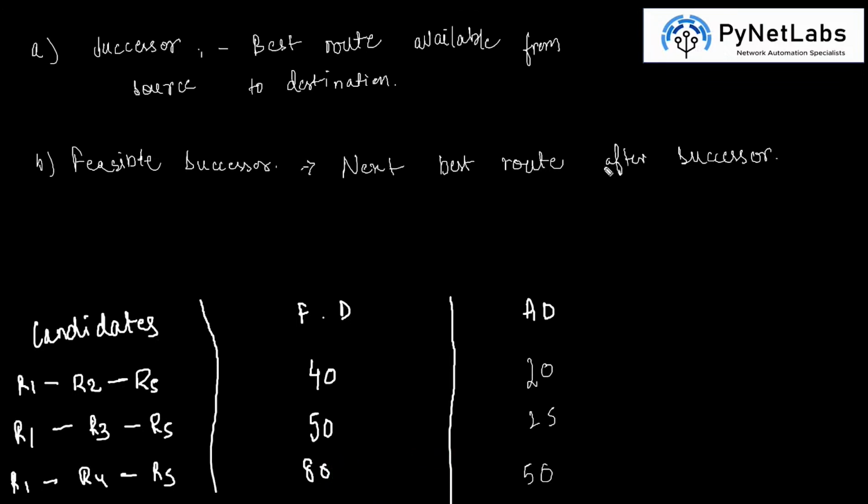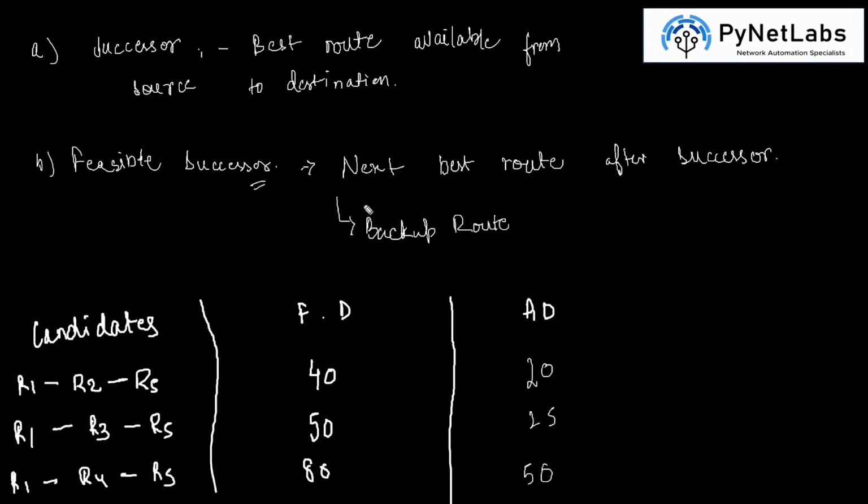So we have successor as the best route, then we have feasible successor as the next best route. So this route acts as a backup route, and in case the successor or the best route goes down, instantly the feasible successor route, or we can say the backup route, gets installed into the routing table and acts as a route for the data transmission. Do you guys understand?